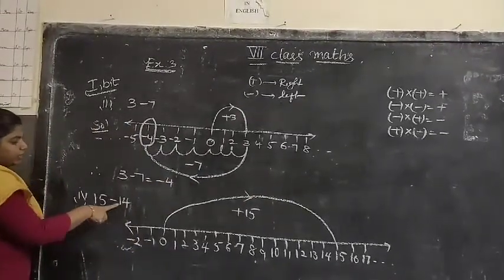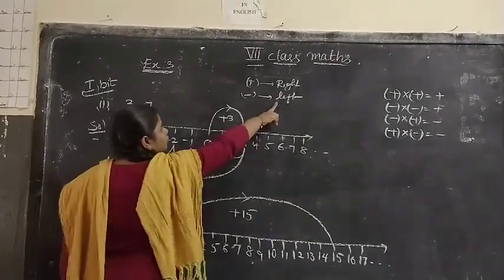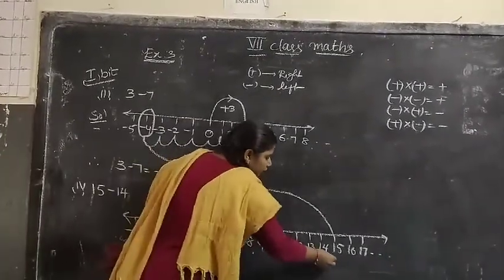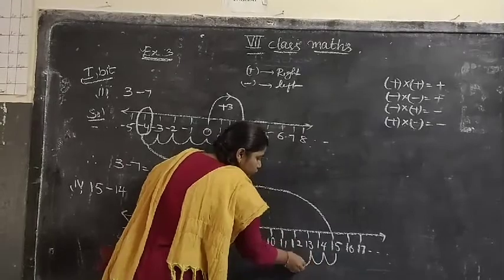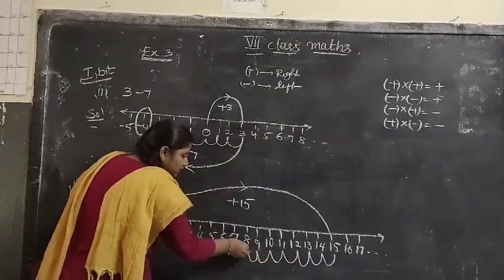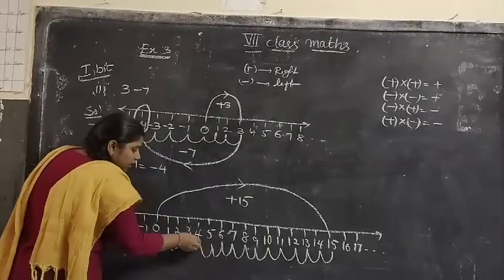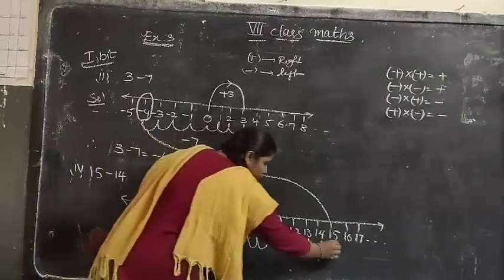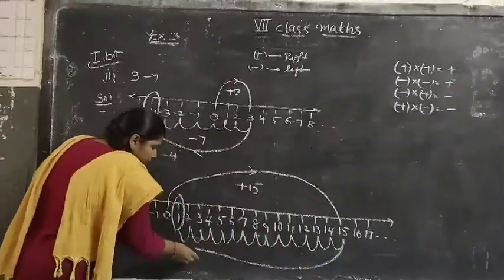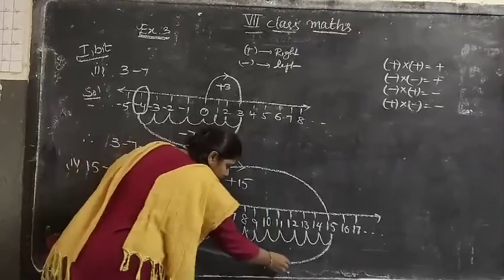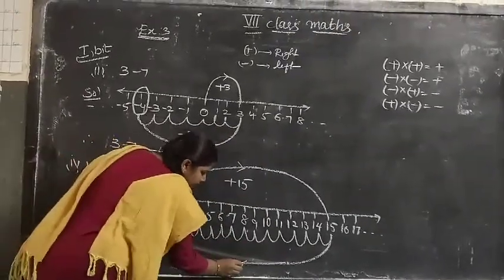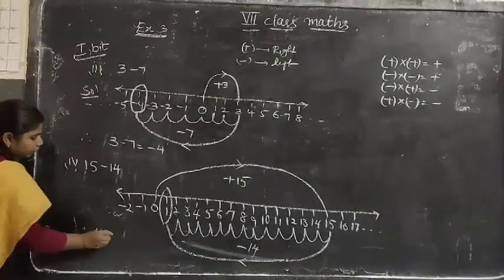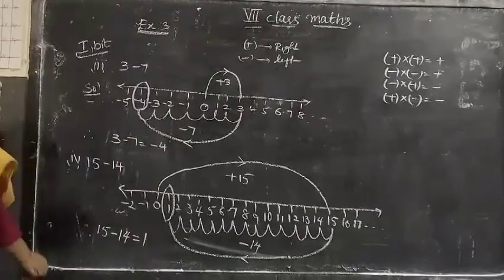Next is 14. 14 is a negative number. Negative number means we have to move to the left side. How many times will we move? 14 times. So from 15 we travel to the left side now: 1, 2, 3, 4, 5, 6, 7, 8, 9, 10, 11, 12, 13, 14. What is the result you got? Result is 1. We have moved to the left side because it is a negative number. This is minus 14. Therefore 15 minus 14 is equal to 1.